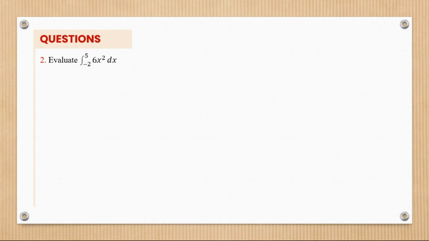Alright, let's look at another question. We're being told to evaluate this integral with the upper limit being 5 and the lower limit being negative 2, and we're being asked to integrate 6x squared dx. So let's work on that. How do we do that?